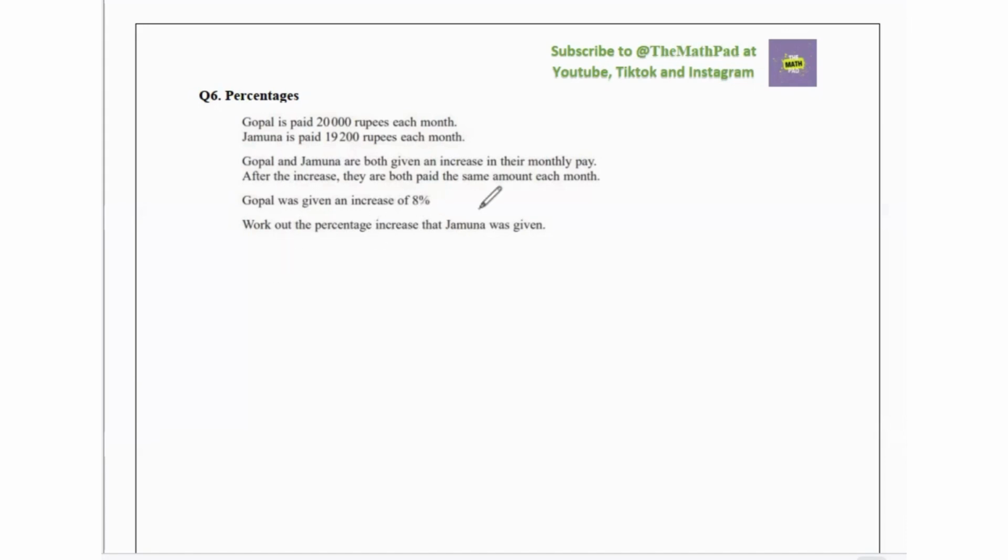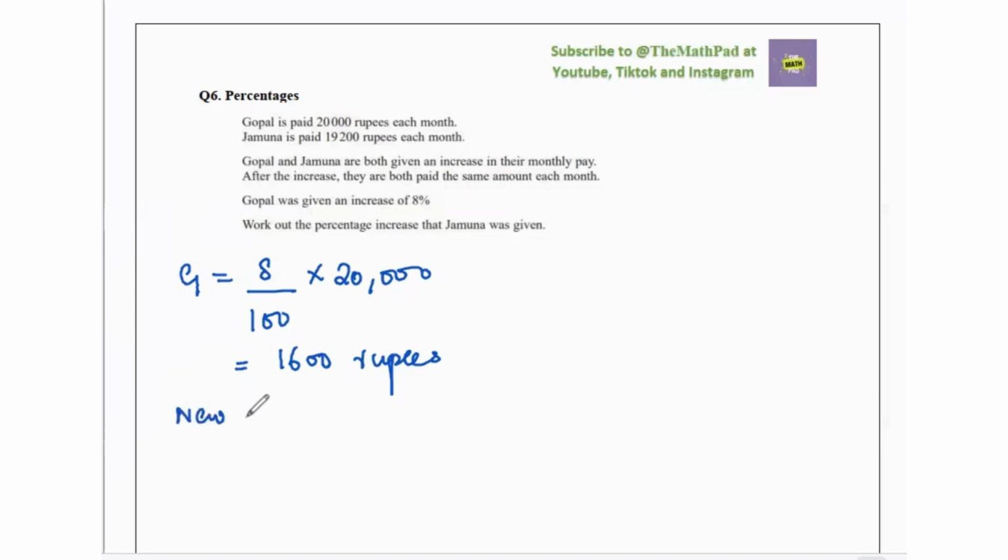if Gopal was given an increase of 8%, let's find what that increase was. So that's going to be 8 over 100 times the amount he gets paid, which is 20,000. So that gives us 1,600 rupees. Now this is the increase he's given, so that means his new amount is going to be 20,000 plus 1,600, which is 21,600 rupees.